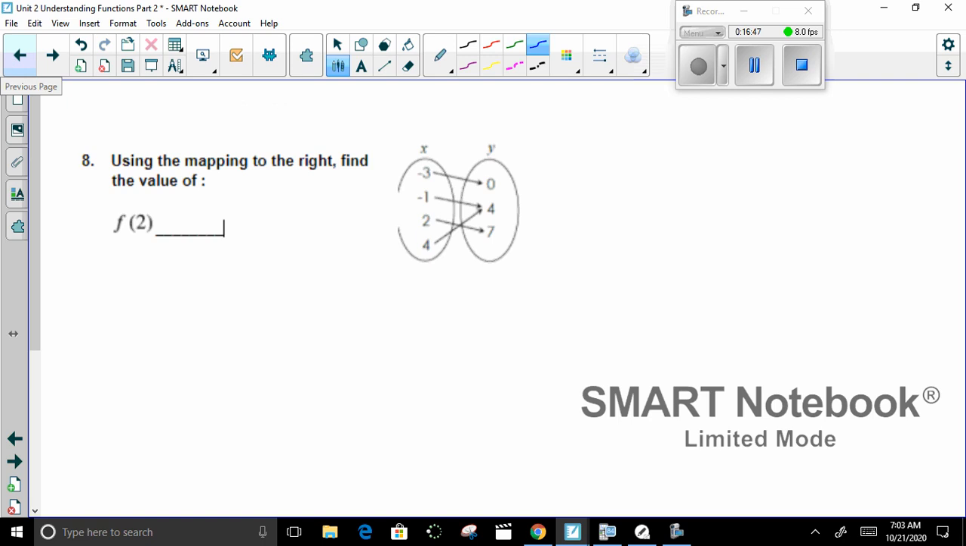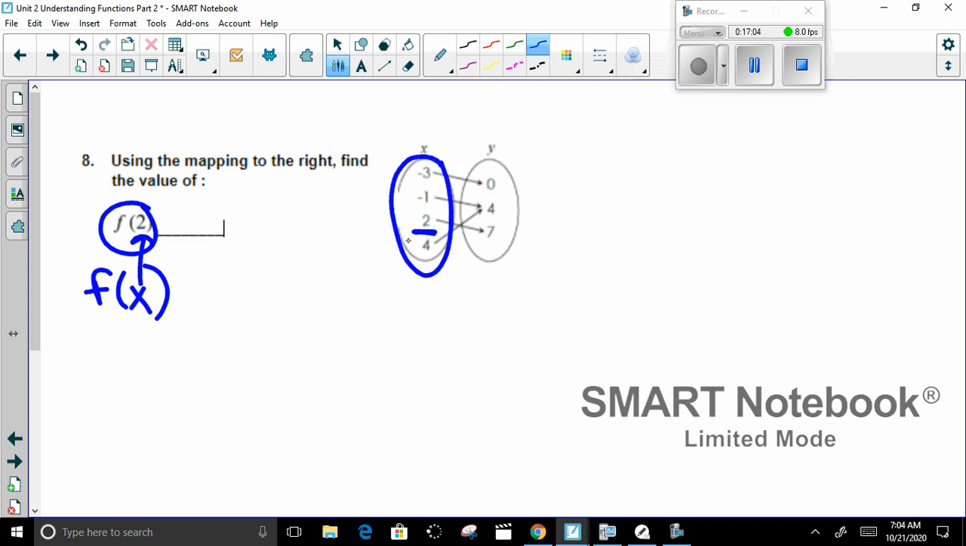All right, last one. Using the map to the right, find the value of f of 2. So what are they giving me? Remember, it's usually written as f of x, but now it looks like they replaced x with 2. In a mapping, your x is your first oval. So here is 2. Where does that go to? They gave me the input. I need to find the output. It looks like 2 goes to 7. So when my input, my domain is 2, my output or my range is 7.